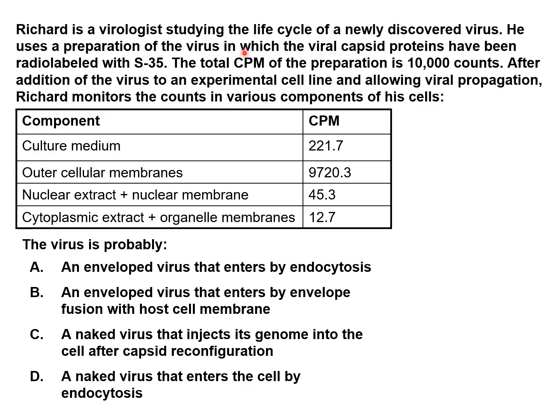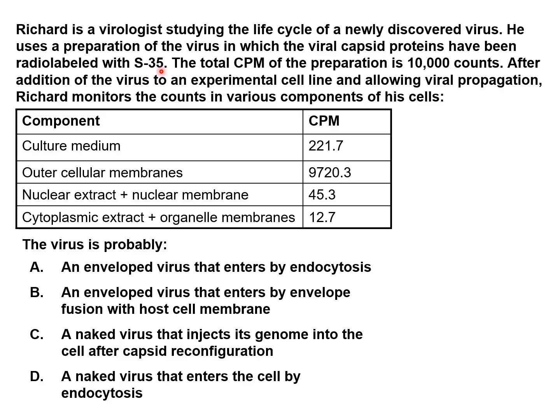The total CPM is just a measure of radioactivity. It is the counts per minute. So the total CPM of the preparation is 10,000 counts. So we know that we have 10,000 counts of this radiolabel. And then after addition of the virus to an experimental cell line and allowing viral propagation, Richard monitors the counts in various components of his cells. So he's basically trying to figure out where his radiolabel went.